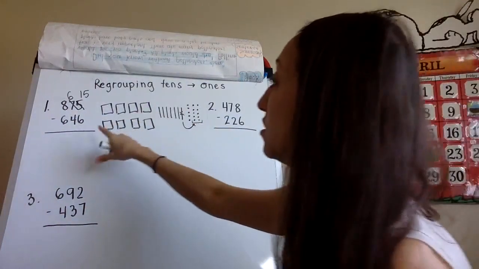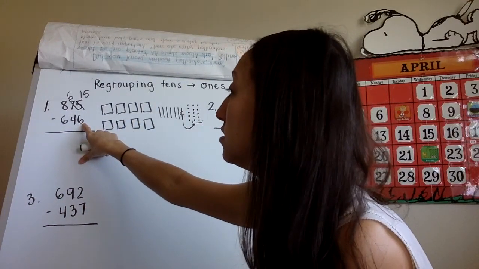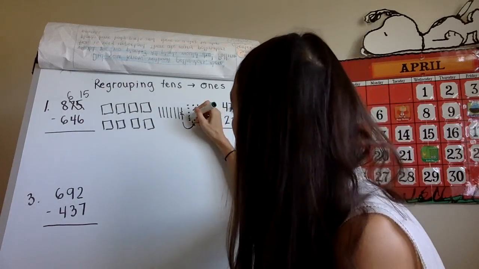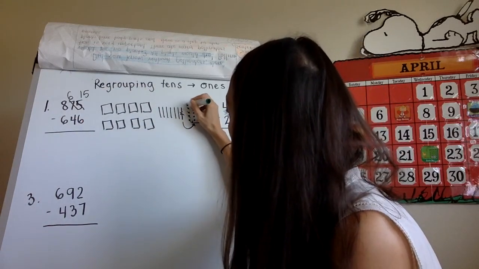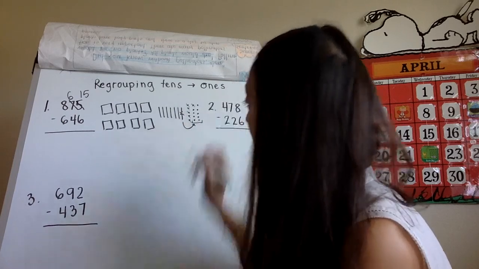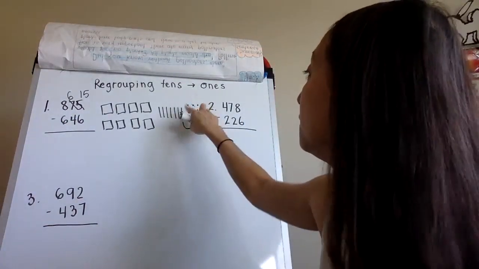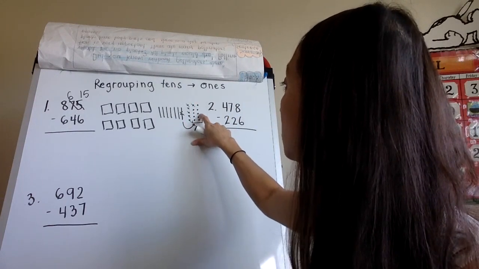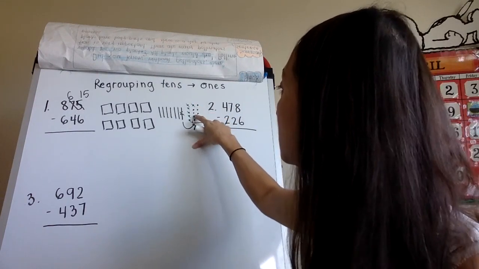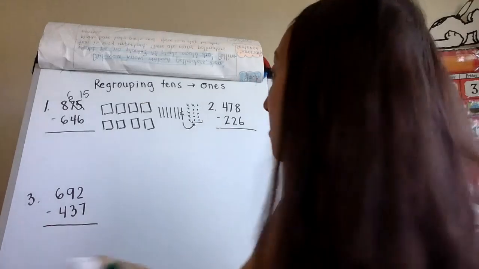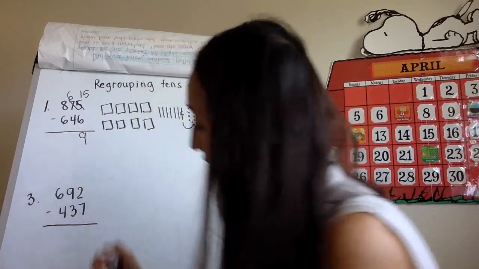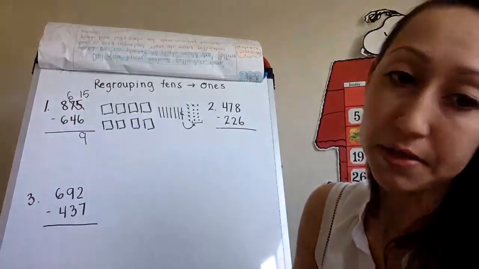So now the first thing I'm going to do is take away 6 ones from 15. So here's my 15 ones. I'm going to cross out 6. 1, 2, 3, 4, 5, and 6. Okay, so 15 minus 6 ones equals 1, 2, 3, 4, 5, 6, 7, 8, 9. Okay, so let me write that answer in for that part. So in my ones place, I now have 9.